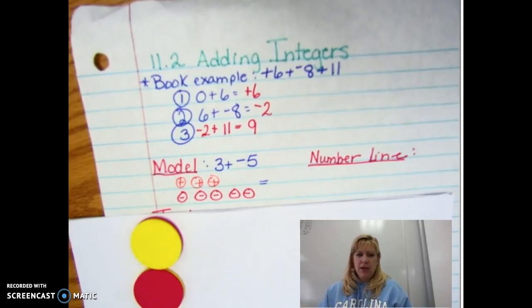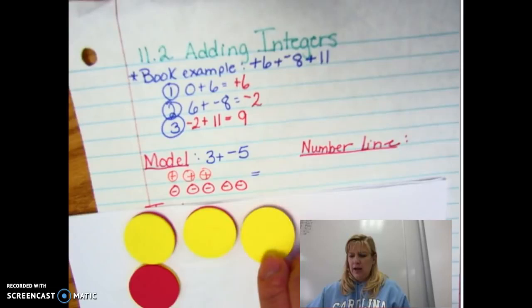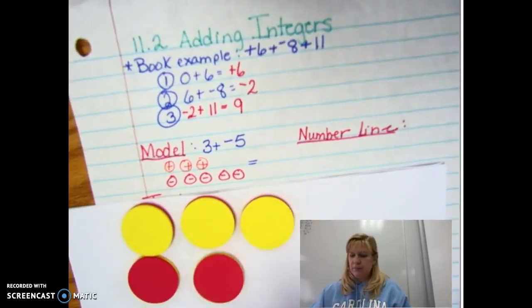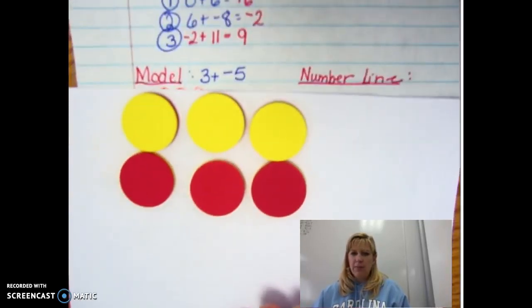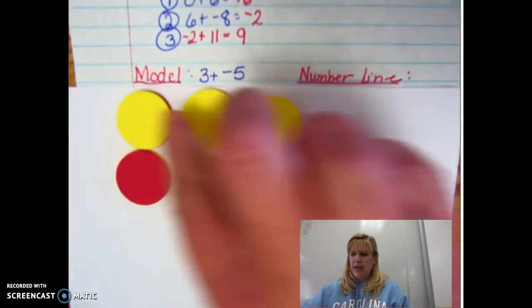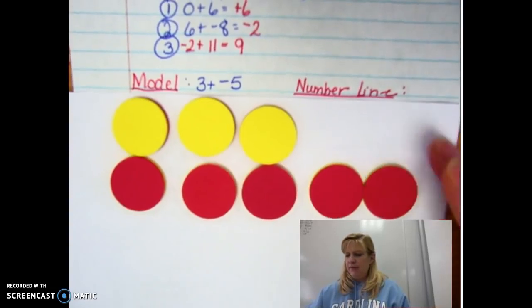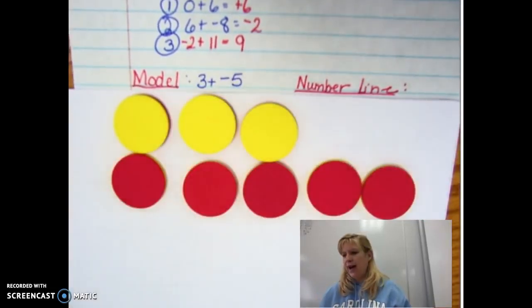So I am going to do 3 positives, and I need 5 negatives. I'm lining them up this way on purpose. So +3 and a -5.